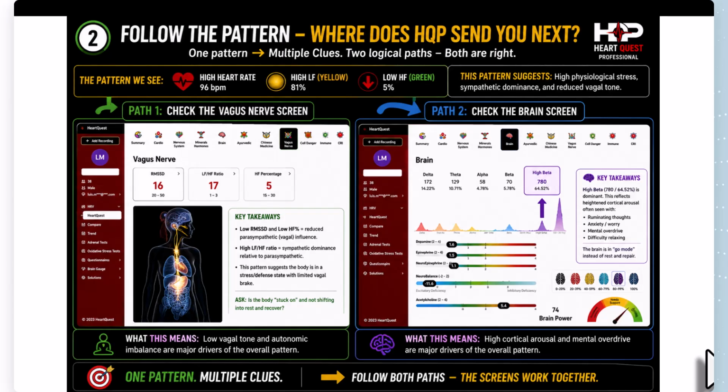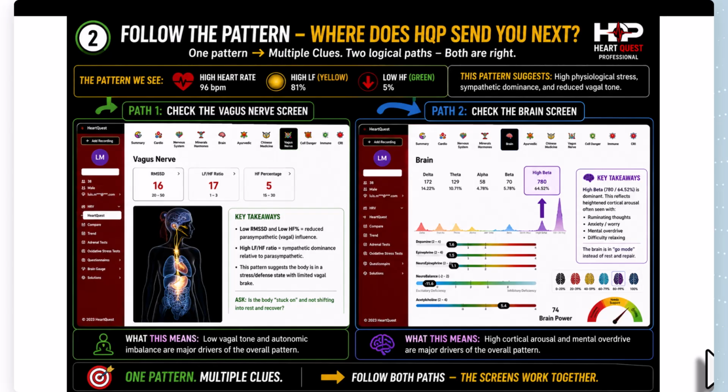So usually, the sympathetic is up and the parasympathetic nervous system is down. So the pattern suggests the body is in a stress defense state with limited vagal brakes to slow it all down. So is the body stuck on and not shifting into rest and recovery? And absolutely, that's the case. This person has PTSD, right?